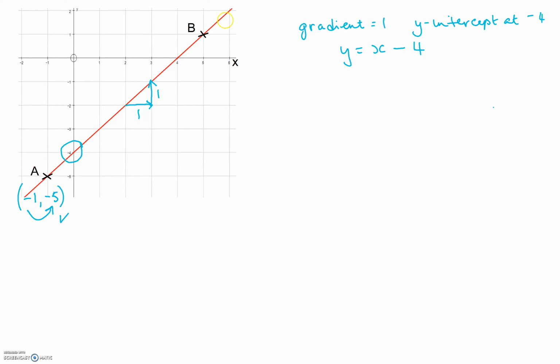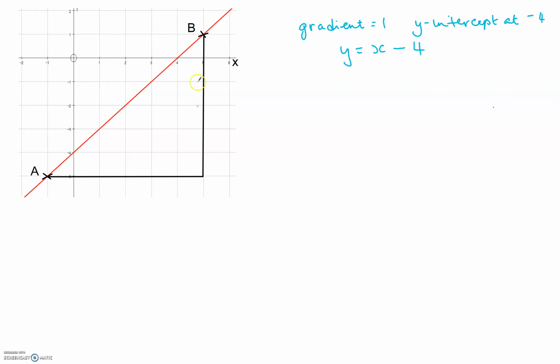The coordinates at B are 5, 1, and our rule is that we take our x coordinate and take away 4, and do we get 1? Yes, we do. So you can see that A and B are sitting on the line y equals x minus 4 because they follow the rule of the line. So now we're going to find the midpoint, and we're going to find the length of the line AB. And I'm going to do exactly what I did last time.